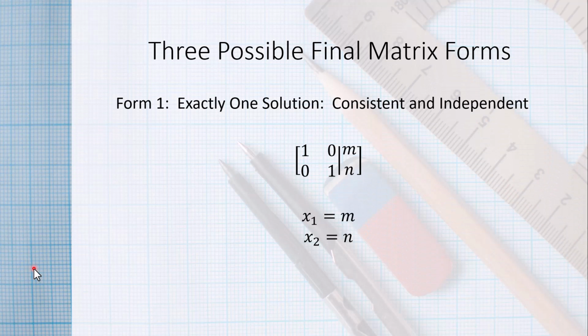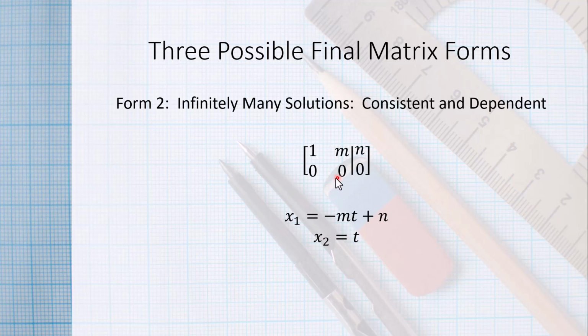And the last 3 examples were examples of the 3 possible solutions for a system of equations. The first one is that you have exactly one solution. In that particular case, we have essentially ones on the main diagonal for the coefficient part, and we can quickly deduce that x1 is equal to m and x2 is equal to n.